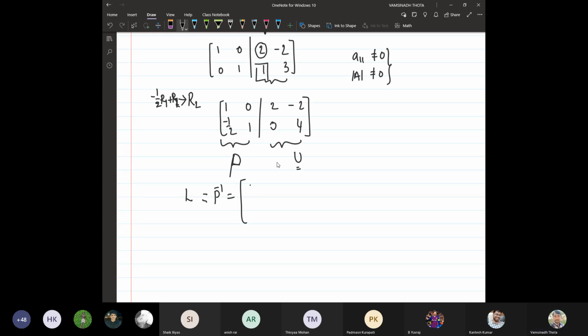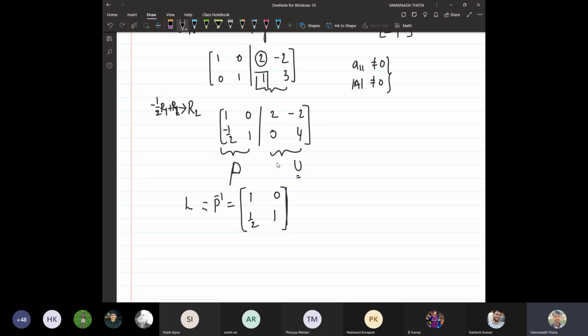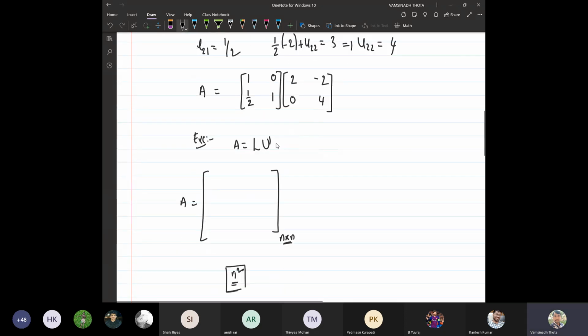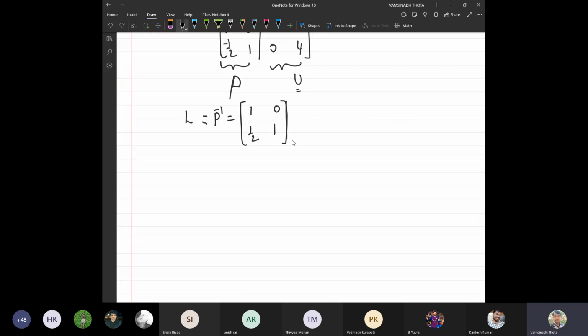Okay. So now what do we need to do? We need to interchange the diagonal entries, just for the 2 by 2 case, and we need to change the sign of the off diagonal entries. So this is 1 by 2. Now, as you can easily check, this is what we have obtained in the previous case also: 1, 0, 1 by 2, 1. That is exactly what we have obtained.